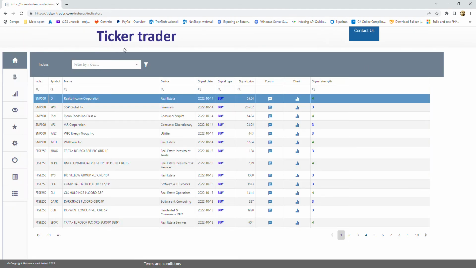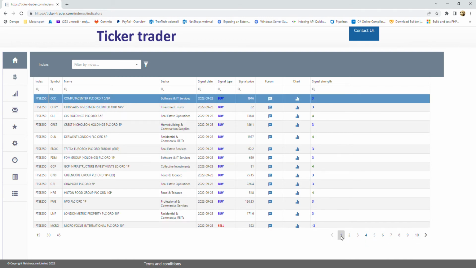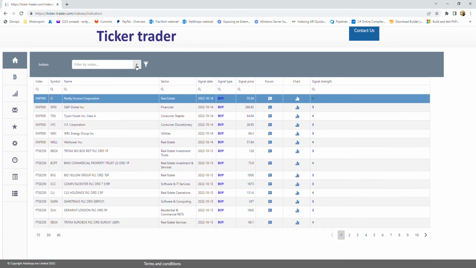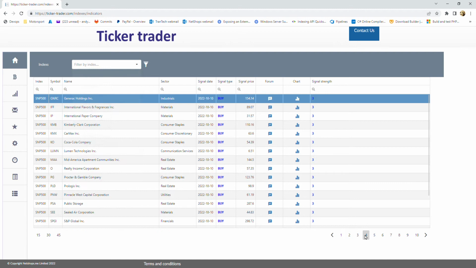And first of all, you'll see that I immediately go to the signals list. So we have a list of signals here with 4s and 3s next to them. And we have lots of different pages. We can scroll up and down here, have all of these pages, and we have a filter here, and we have a drop down list. So you can see that in the stock index column, we have different stock indexes.